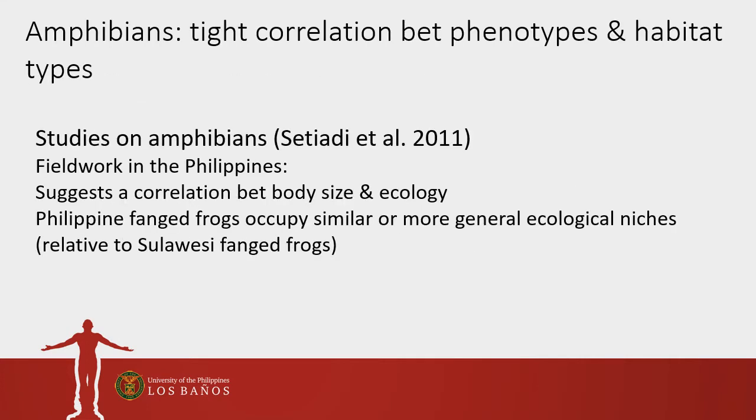In terms of functional adaptations in amphibians, there have been studies that show a tight correlation between the phenotypes and the habitat types. So for example, there is a suggestion that there is a correlation between body size and ecology in the study of the Philippine fanged frogs occupying similar or more general ecological niches.